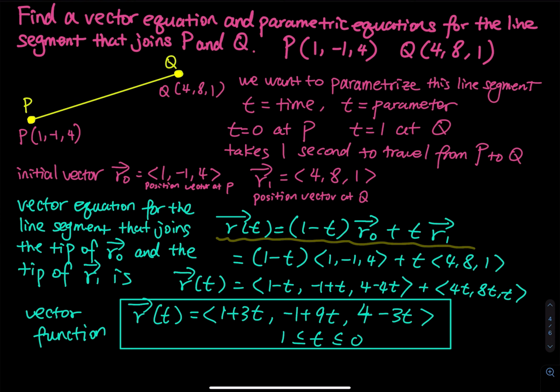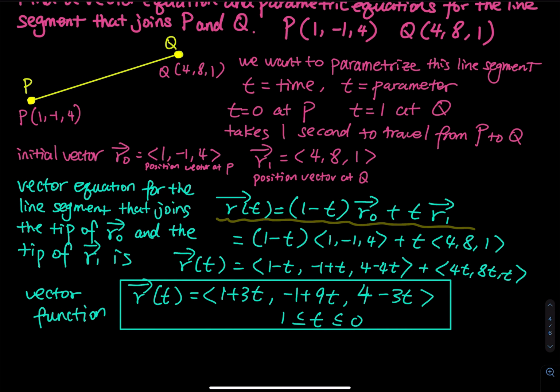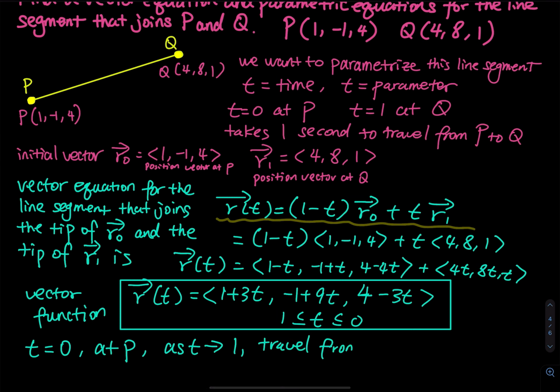What else do we need? We need to know that when t is equal to 0, we are at point P, and then as t approaches 1 second, we travel from point P to point Q.